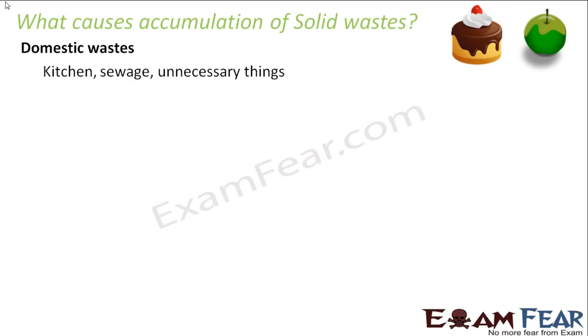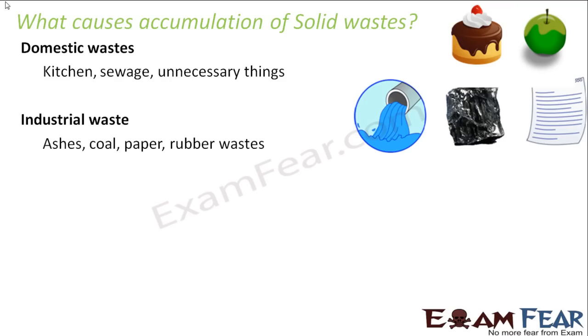We also have so many unnecessary things like unused papers and old clothes. These kind of wastes also come out of our homes. So that is the category of domestic wastes. Next is the industrial wastes.